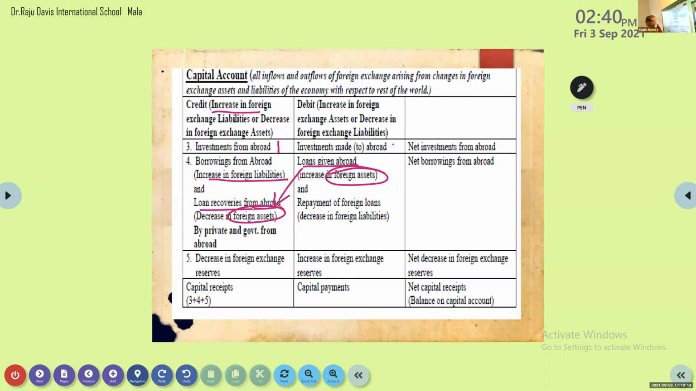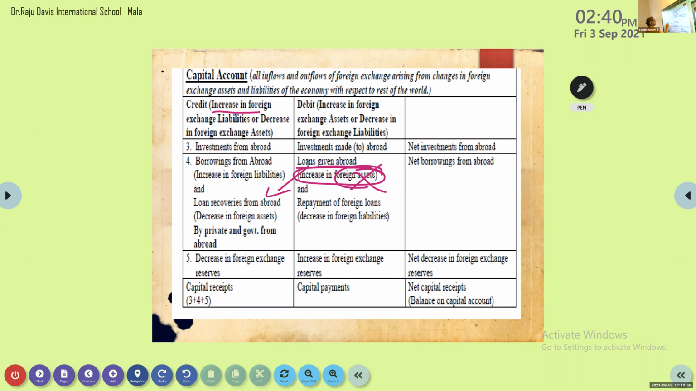Understood? Just once more, I'll tell you regarding the loans. Loans given abroad show that our assets have increased, because we have given money, and it is an asset for us because others have taken it. At the same time, if that loan is recovered, if they are paying it back, what happens? We are getting the money back, but this foreign asset has gone. It is reduced. Okay. So this is one aspect you can see.